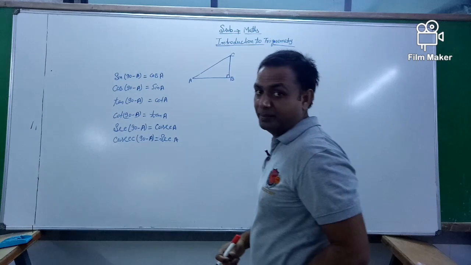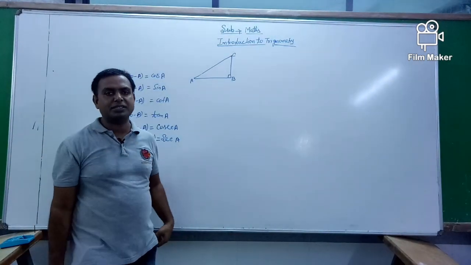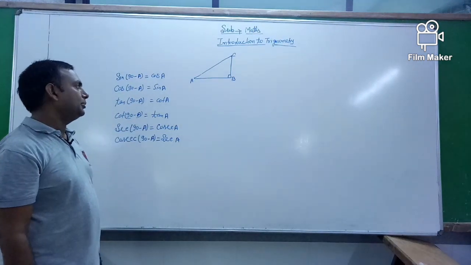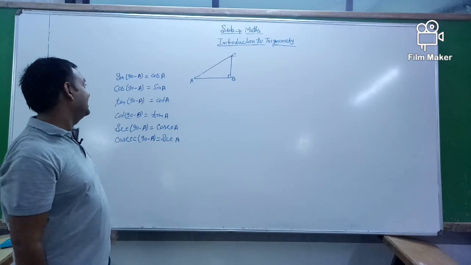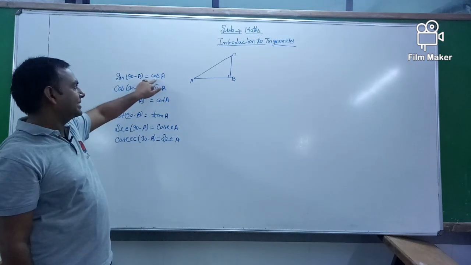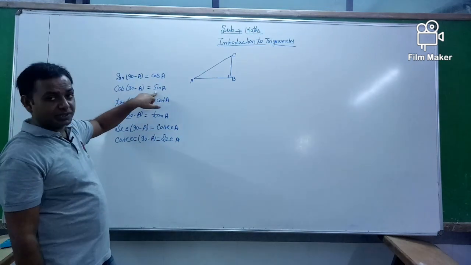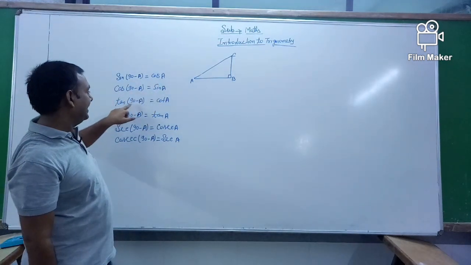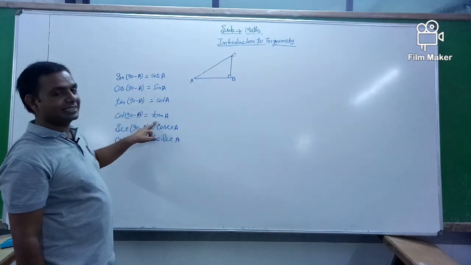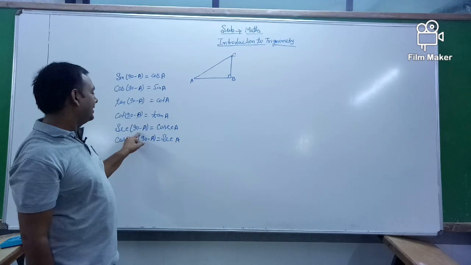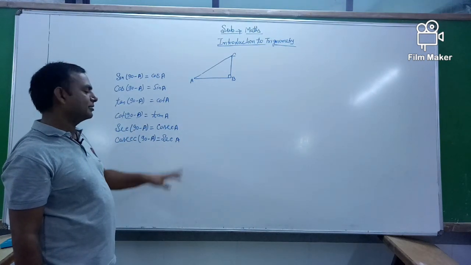Yesterday we solved some problems related to the values of sine, cos, tan, cot, sec, cosec, and today we are going to solve problems related to the sum formula. Here sine 90 minus A is equal to cos A, and cos 90 minus A is equal to sine A, and tan 90 minus A is equal to cot A, and cot 90 minus A is equal to tan A, and sec 90 minus A is equal to cosec A, and cosec 90 minus A is equal to sec A.